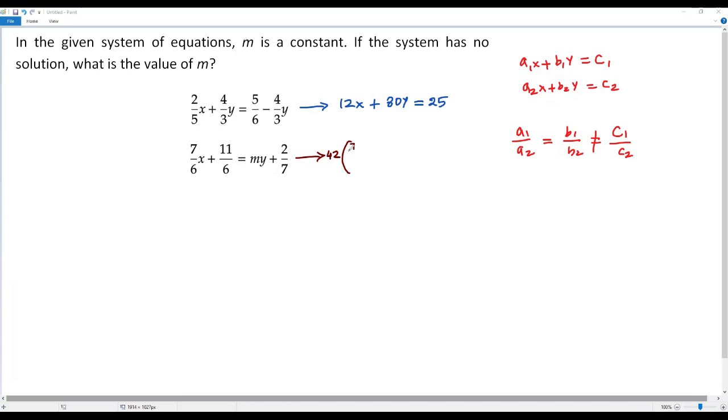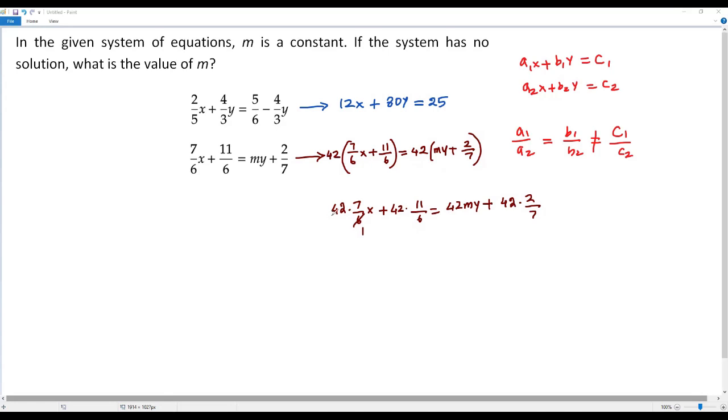That is 42 times 7 over 6 times x, plus 11 over 6, equals 42 times my, plus 2 over 7. Okay, now we can distribute this 42. Then we get 42 times 7 over 6 times x, plus 42 times 11 over 6, equals, we can distribute 42 over here, 42 times m times y, plus 42 times 2 over 7.